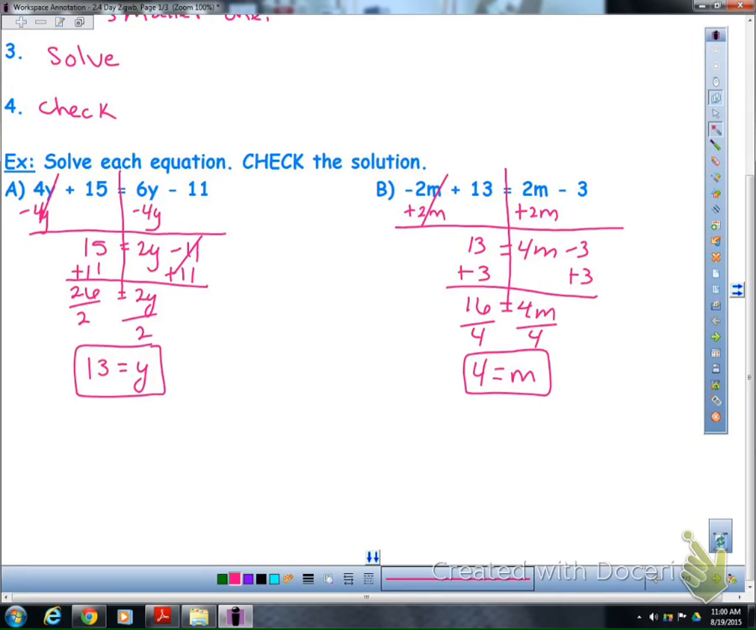Okay, here's example B. Negative 2 is smaller, so we're going to add it to the other side. 2m plus 2m gave us 4m. Add 3 to both sides, divide by 4, you get m equals 4. So you can pause the video and check your answer.